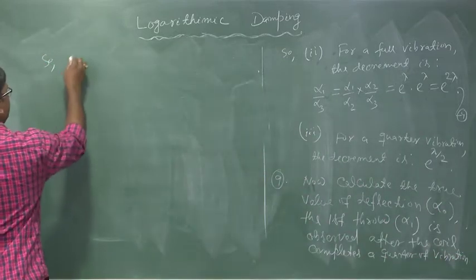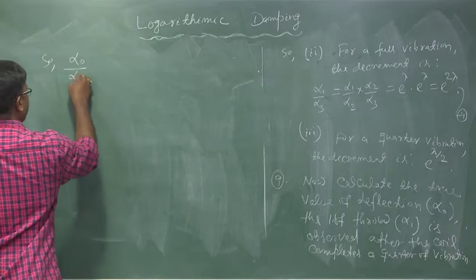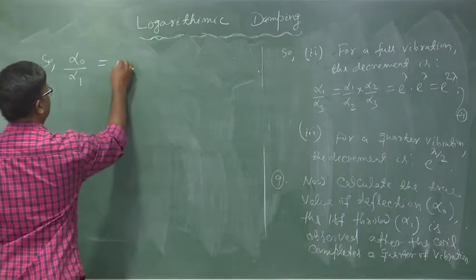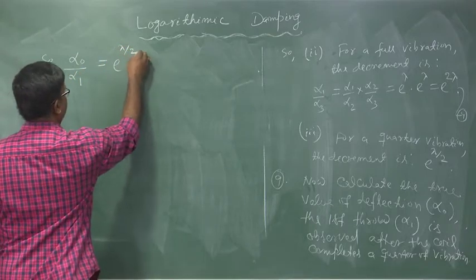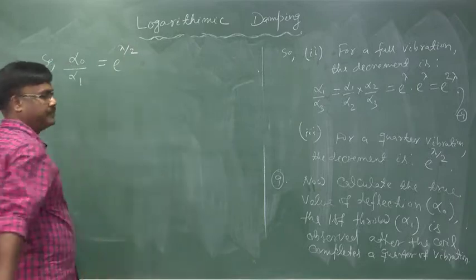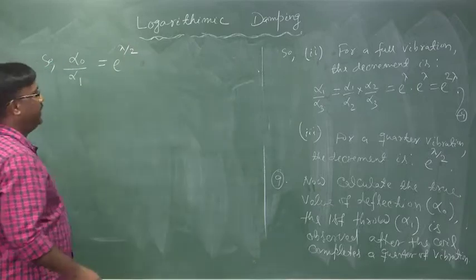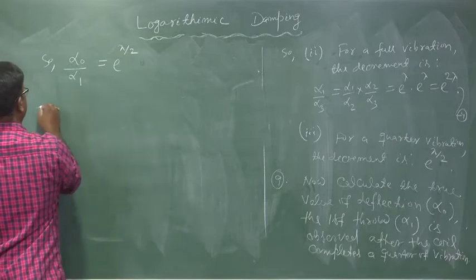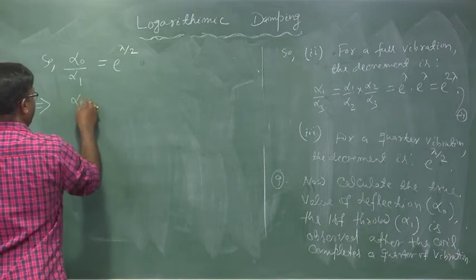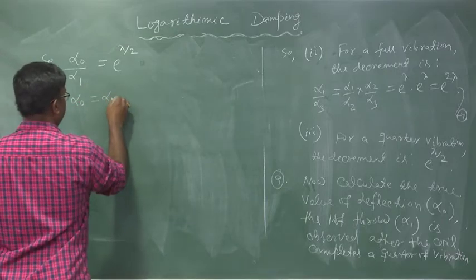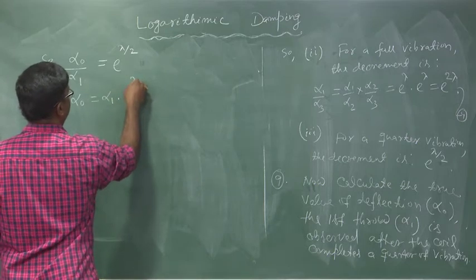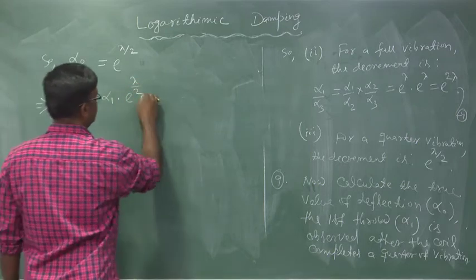So, alpha 0 by alpha 1 equal to e to the power lambda by 2. And this can be expressed as: alpha 0 is equal to alpha 1 into e to the power lambda by 2.